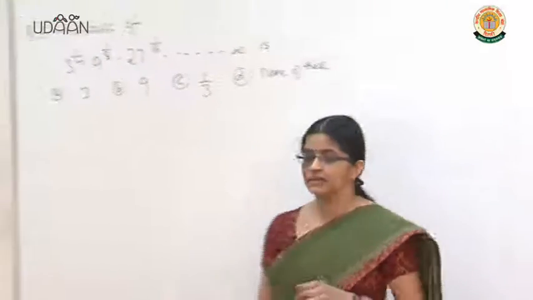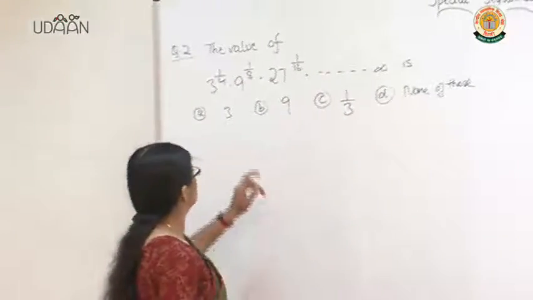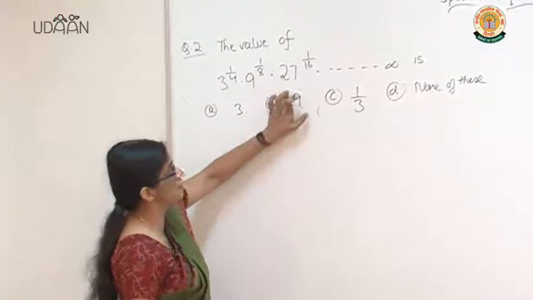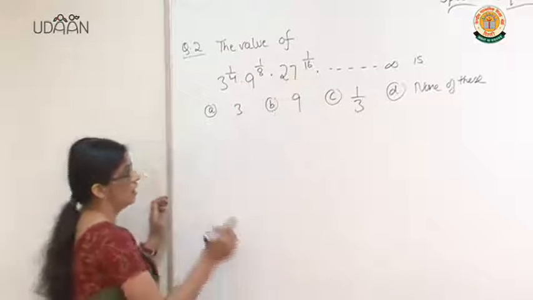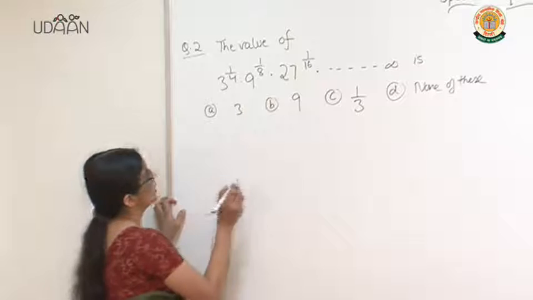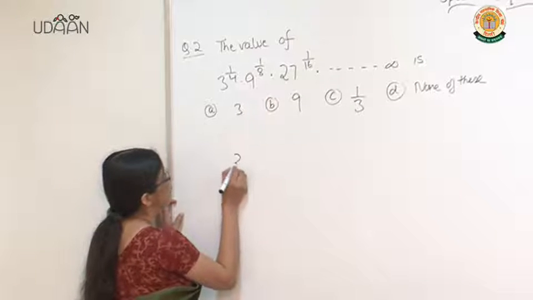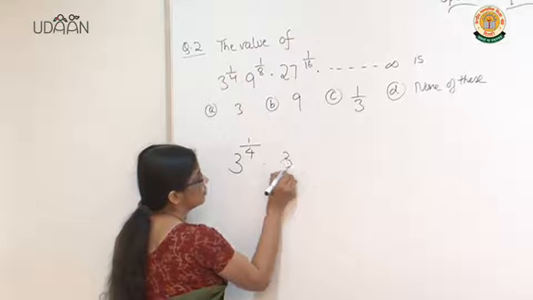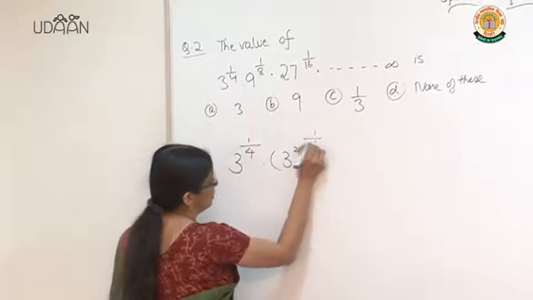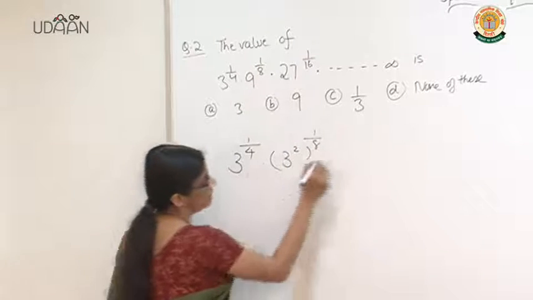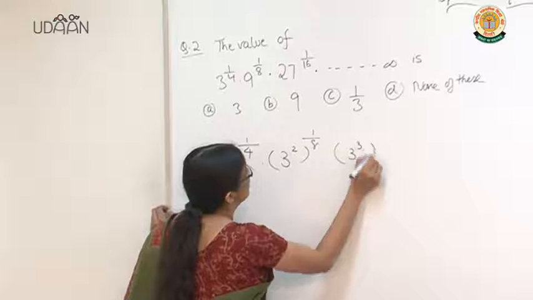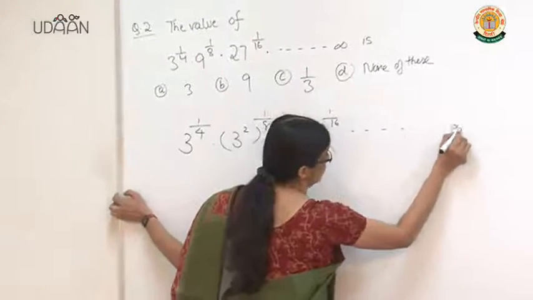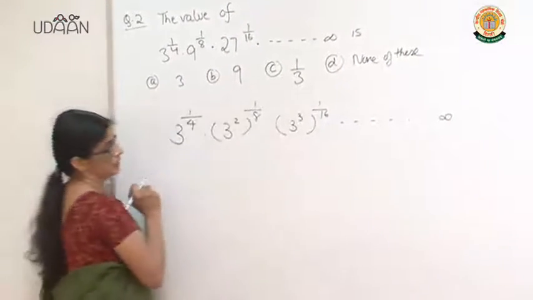You have to find the value of 3 power 1 by 4, 9 power 1 by 8, 27 power 1 by 16, etc. up to infinity. I'll rewrite the series: 3 power 1 by 4; 9 can be written as 3 square, power 1 by 8; 27 is 3 cube, power 1 by 16, etc. It goes on and on up to infinity.